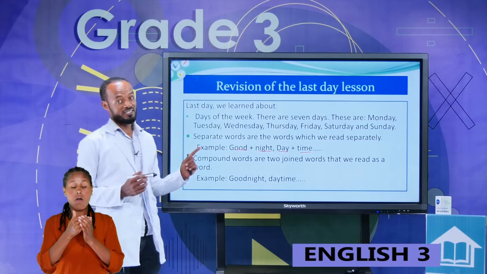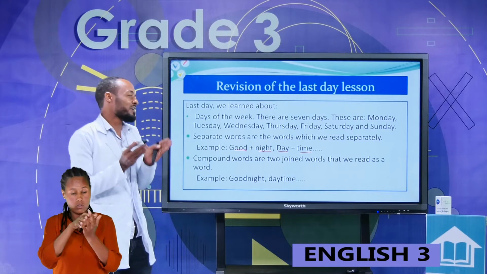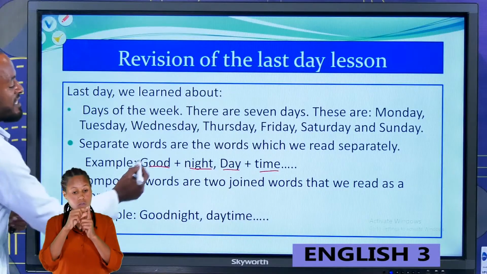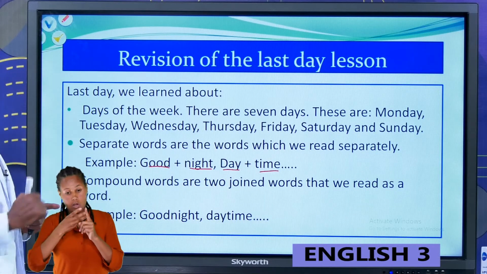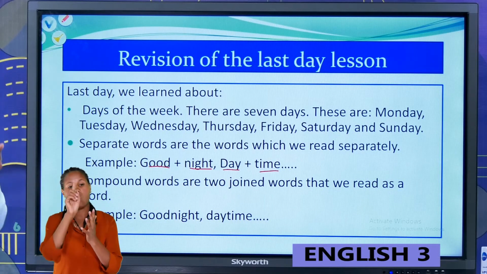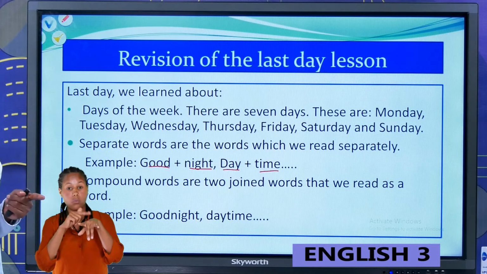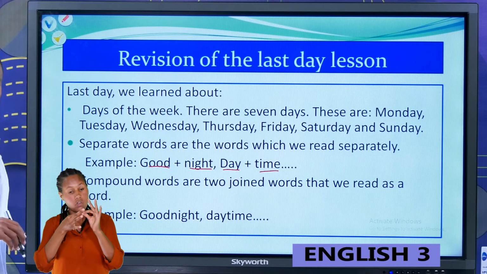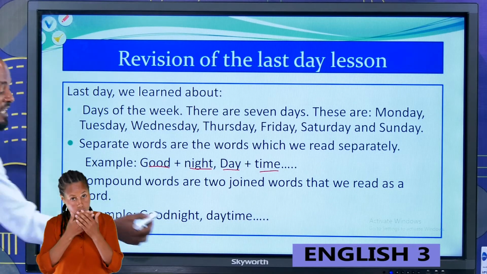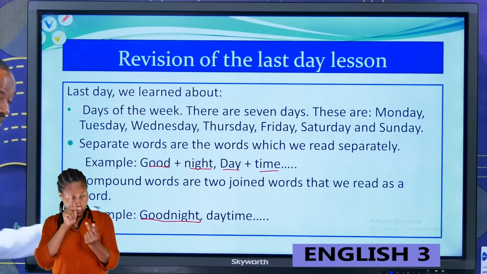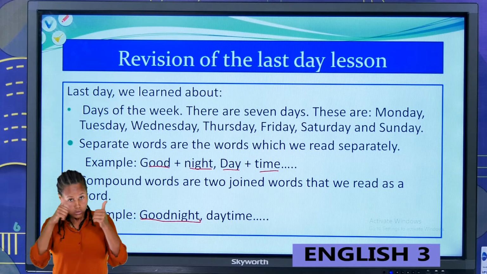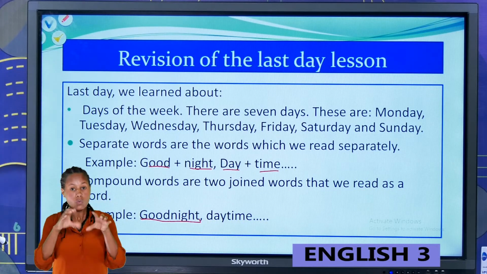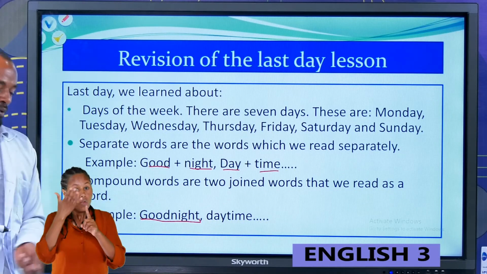Let's come to the compound words. Compound words are two joined words which we read as one word. We can bring these separate words into one compound word. At that time, it has one single meaning. For example, good night. If we say good night, we bring two separate words together and make one complete word. Good night, daytime. So, last day we learned about this.